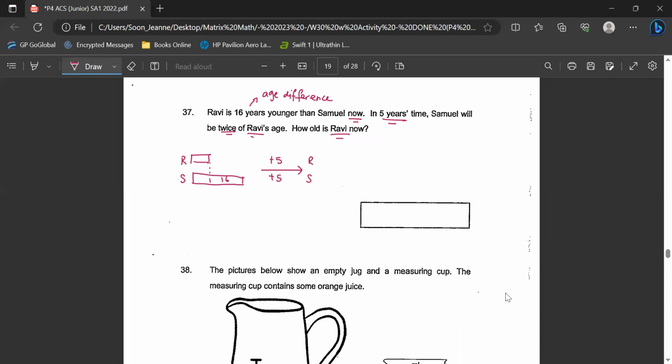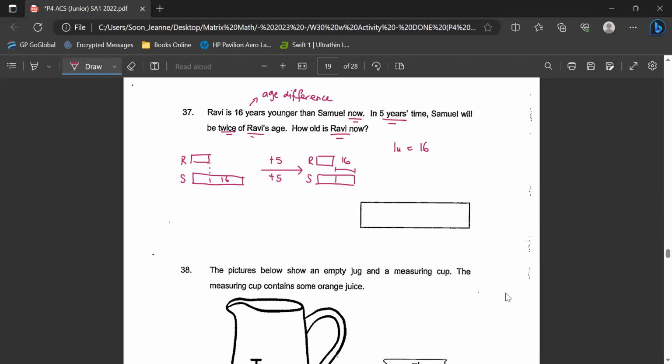Then what happens? It says Samuel twice. So Samuel will be 2 units, Ravi 1. Like I said, the age difference always remains the same, it never changes. So this will also be 16, which means 1 unit is actually a value of 16.